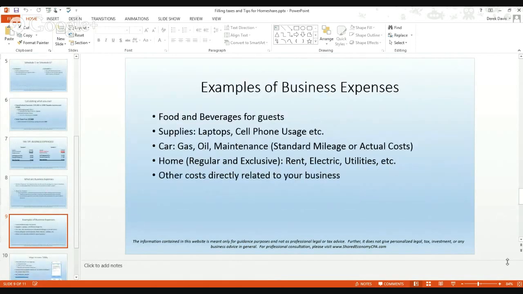So here are some examples of business expenses specifically for an Airbnb host, and that includes food and beverages for the guest. If you use your laptop to correspond with guests or your cell phone, you can deduct a proportionate share of your cell phone bill. So say, for example, you are spending half the time on your phone talking to a potential guest, you would deduct half your bill. And rent can be a huge expense, but it's important to note that according to a 2006 tax court ruling, the room needs to be for regular and exclusive use.